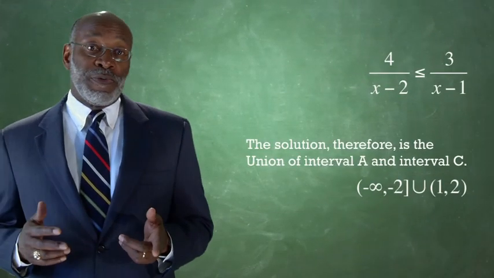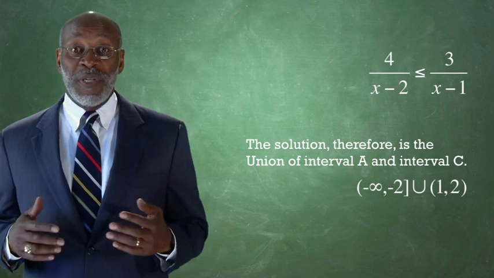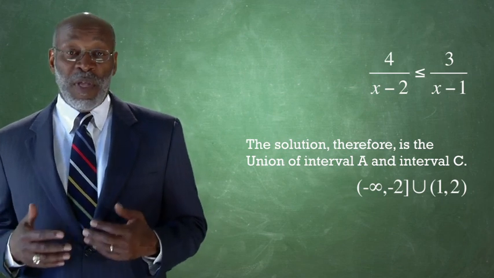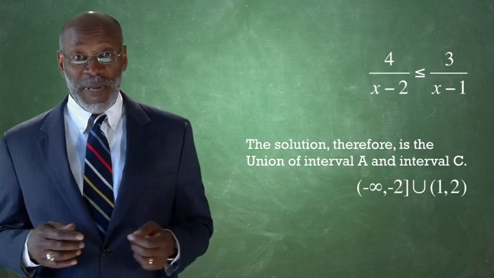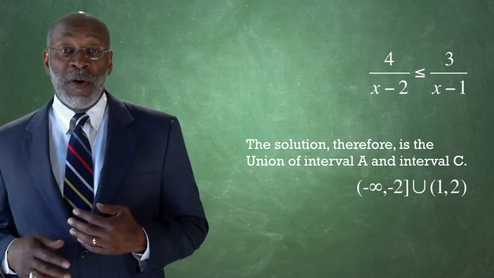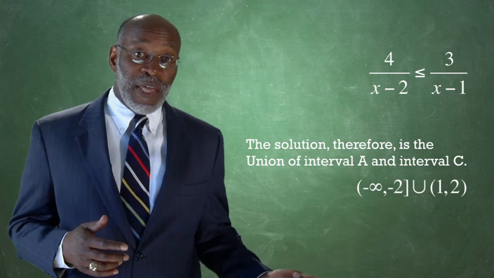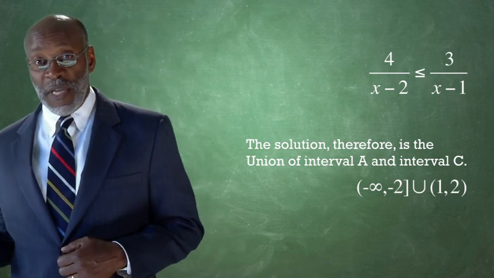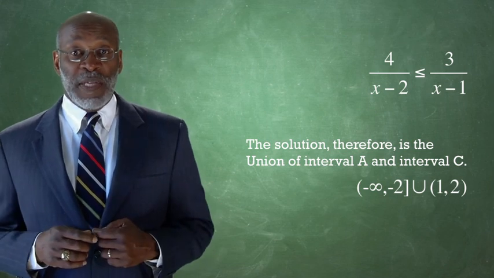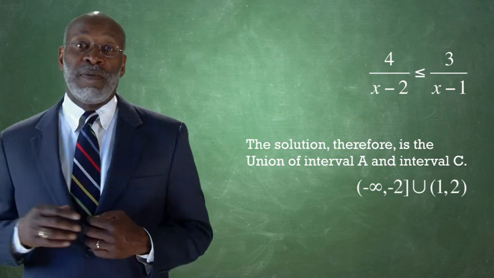Now, in this solution, we have introduced a new term. The solution is the union of interval A and interval C. Now, what is this union business all about? Well, the union of interval A and interval C simply means that x could exist in interval A or in interval C. That's all that union means. x could be in interval A or x could be in interval C.